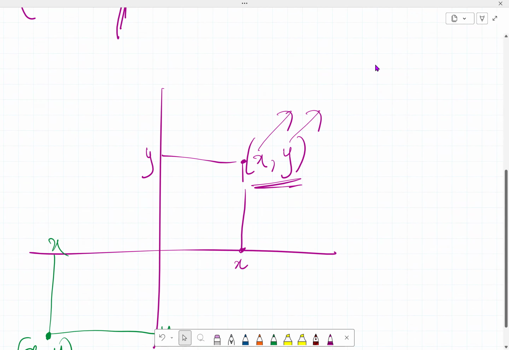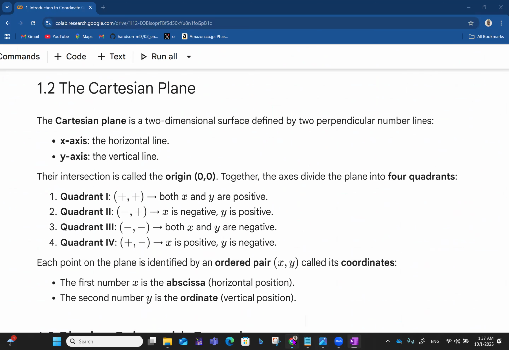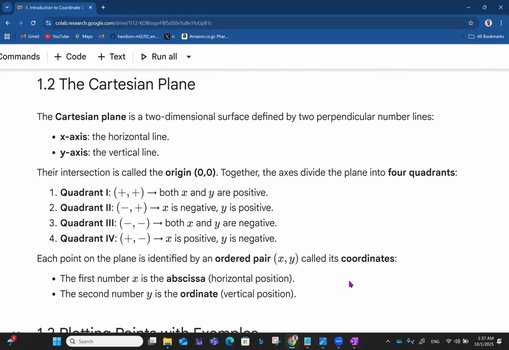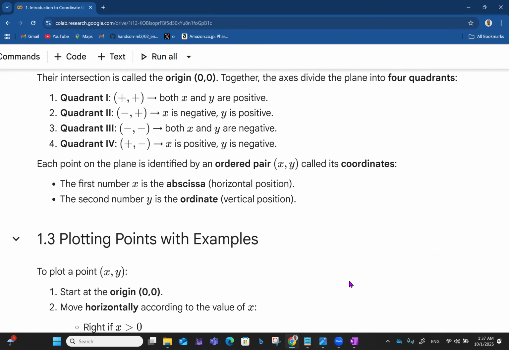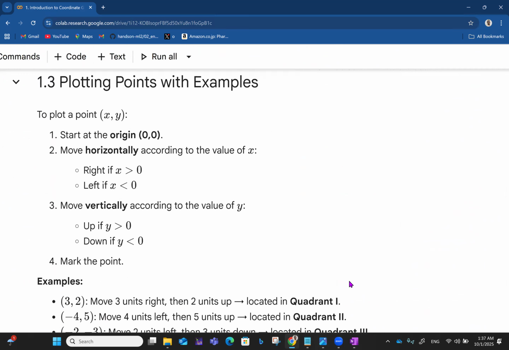And with that in place, we also understand we can then plot. So with the abscissa and the ordinates, you can then plot points with examples, right?